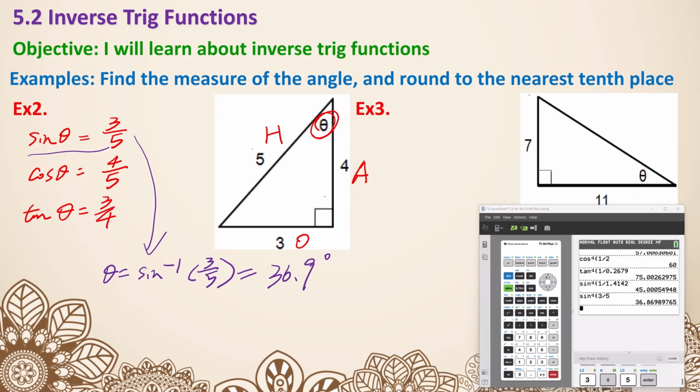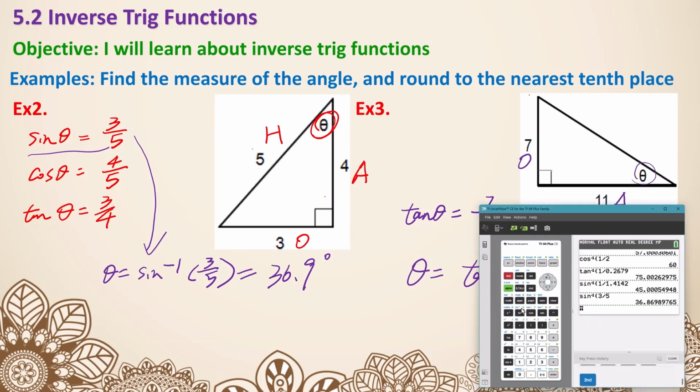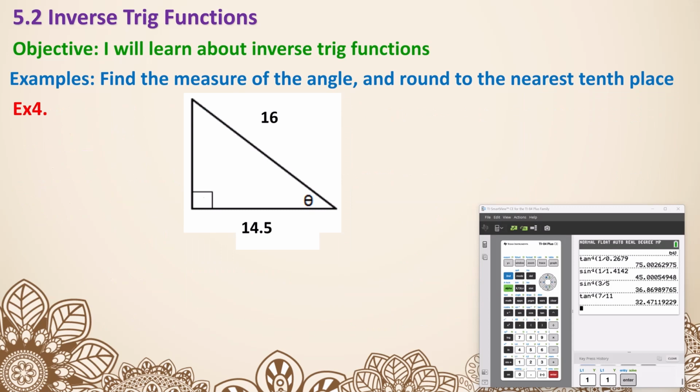Okay, example 3. Now you're only given two sides. Based on theta being here, 7 is the opposite, 11 is the adjacent. The trig ratio that involves opposite and adjacent is tangent. So tangent theta is 7 over 11. Now in order to find theta, it's going to be inverse tangent of 7 over 11. Inverse tangent of 7 over 11 is going to be 32.47, so 32.5 degrees. That's example 3.